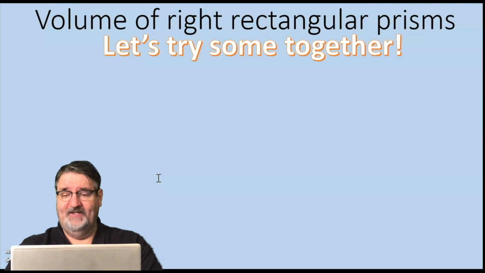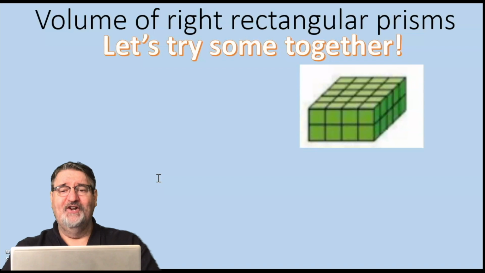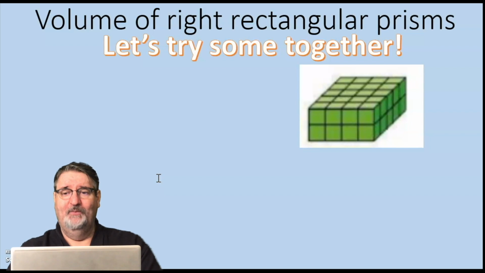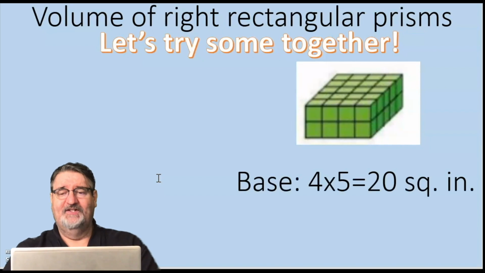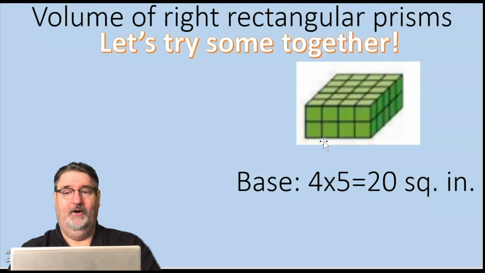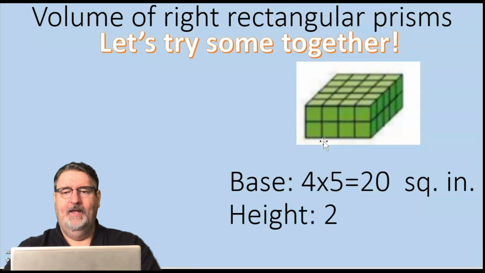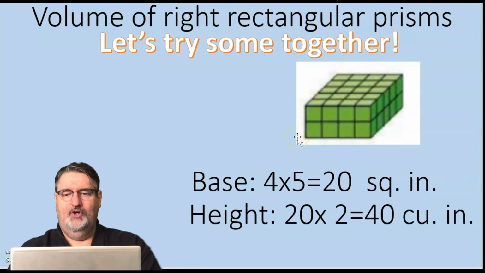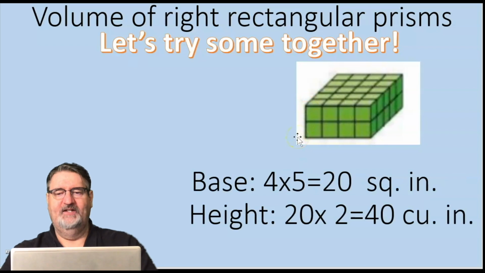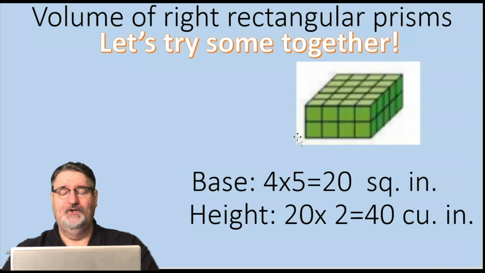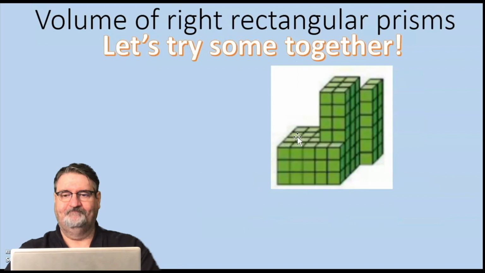And let's try some together. So here's our first one. When we see this one, we have a base that's 4 on this side right here and 5 on this side right here. So 4 times 5 equals 20, and we're just calling it square inches right now. We can see that the height is 2. So when we write this out, we're going to have 20 because of the base times 2 for the height, and that equals 40 cubic inches.